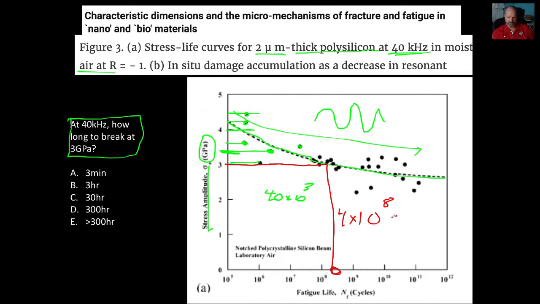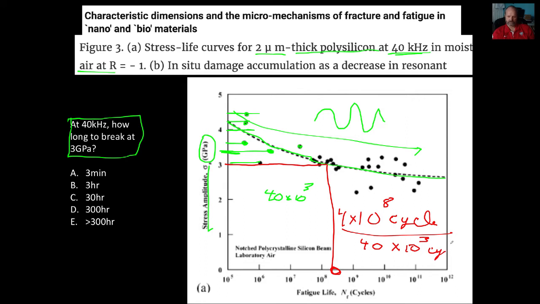That's cycles, not hertz. Number of cycles. Hertz is cycles per second, and we're doing it at 40 times 10 to the third, that's kilohertz cycles.